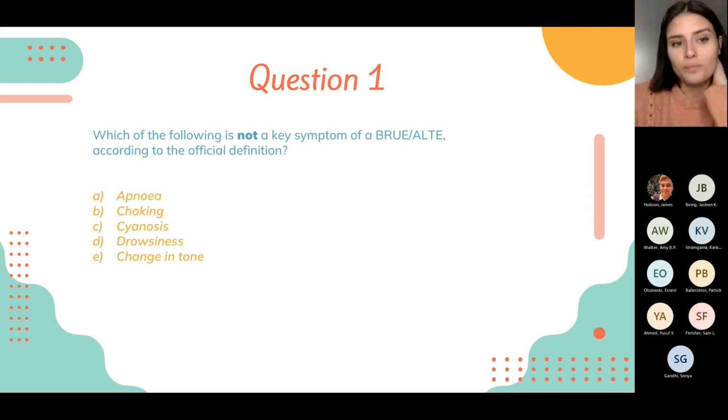So question 1. Which of the following is not a key symptom of BRUE, according to the official definition? So remember, that's the brief, resolved, unexplained event. Which one of these is not a key symptom? Have a think about that for a minute. You can put it in the chat if you've got it straight to hand. That's absolutely fine. So with this one, according to that definition I showed you at the start, drowsiness. Although you'd be worried about drowsiness, it's not part of the criteria per se.